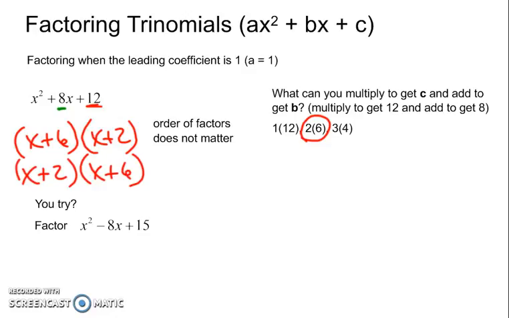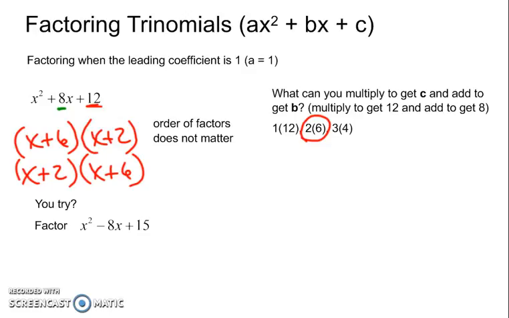If you're comfortable enough, pause the video and try factoring x squared minus 8x plus 15 on your own. If not, stay with us. So what can we multiply to get 15 and add to get negative 8?